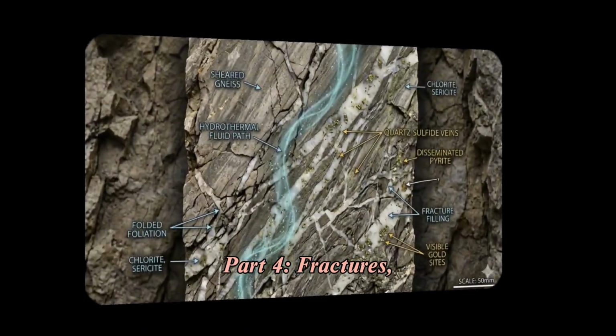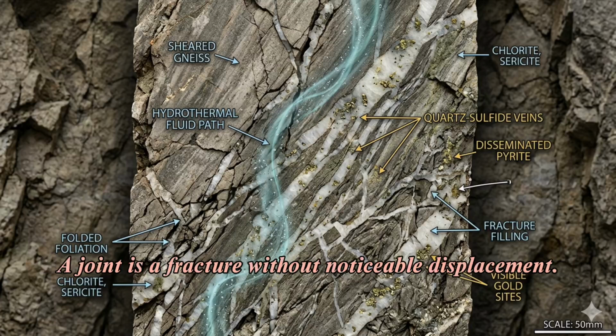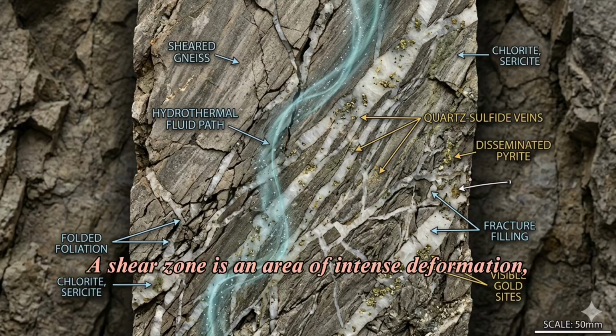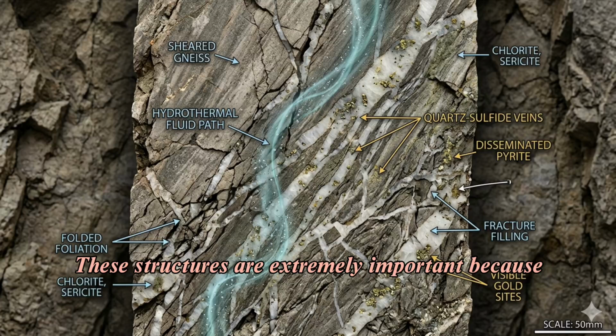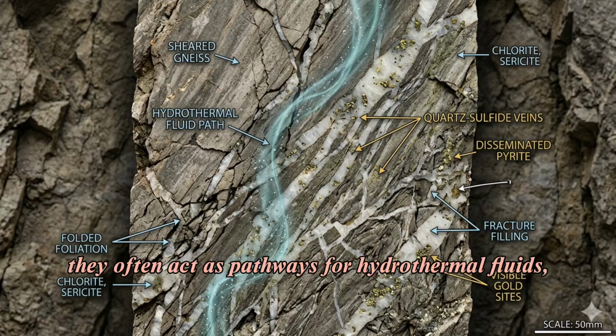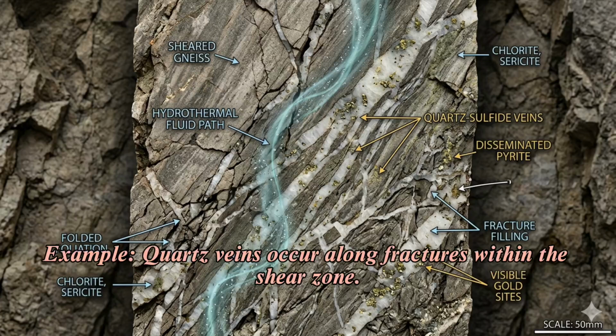Part 4. Fractures, joints, and shear zones. Not all fractures show movement. A joint is a fracture without noticeable displacement. A shear zone is an area of intense deformation where rocks have experienced significant shearing. These structures are extremely important because they often act as pathways for hydrothermal fluids carrying valuable minerals. Example: quartz veins occur along fractures within the shear zone.